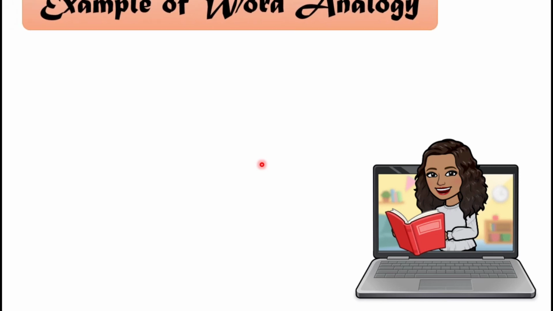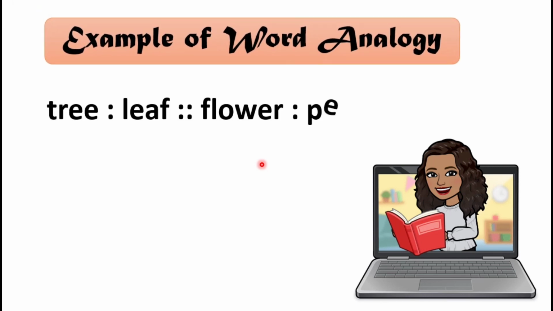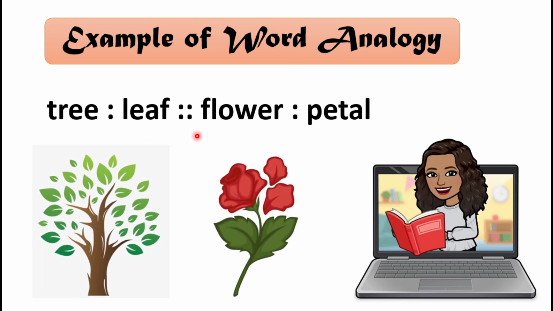Let us have an example of a word analogy. We have here, tree is to leaf as flower is to petal. This analogy highlights the relationship between the whole and its parts. You see, the leaf is a part of a tree, and the petal is a part of a flower. Both the tree and the flower represent the whole, whereas the leaf and the petal are their respective parts. Therefore, word analogies work like ratio and proportion.